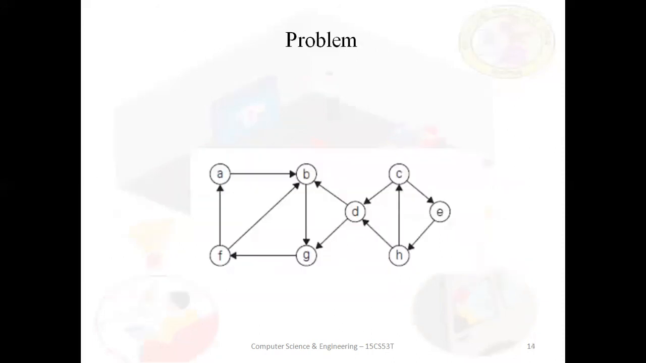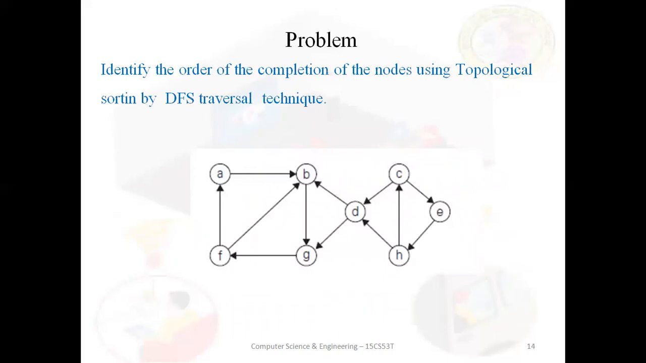Now, I'll be giving you one problem to solve. Identify the order of completion of the nodes using topological sorting. So solve this problem using topological sorting with the DFS traversal technique.